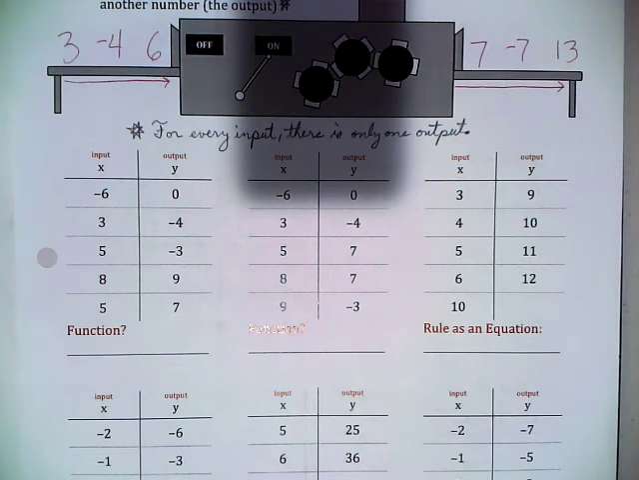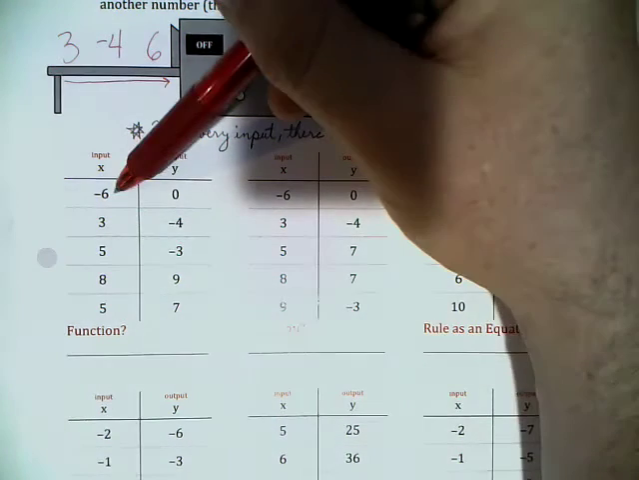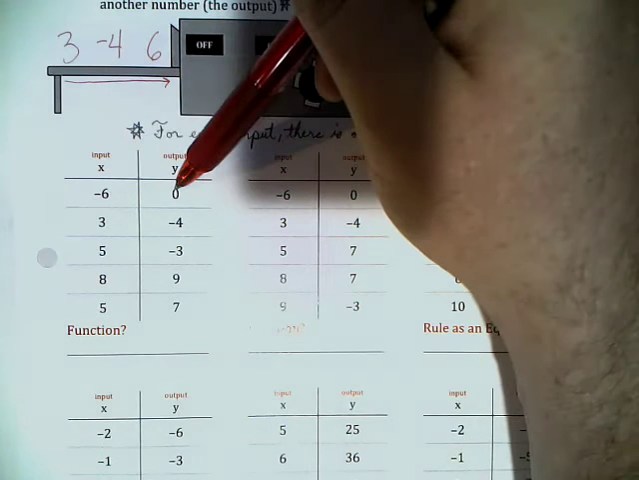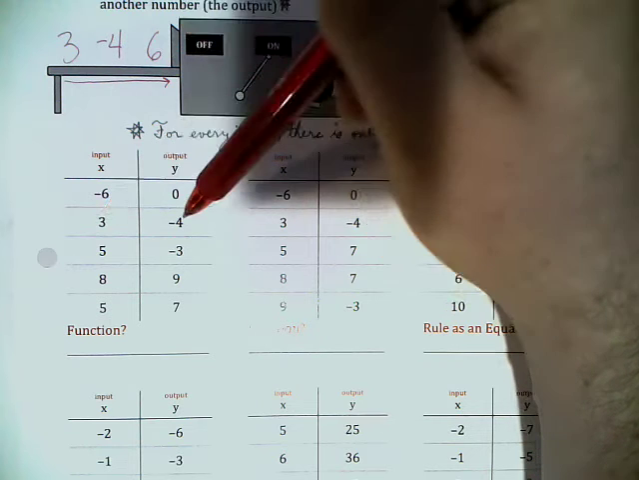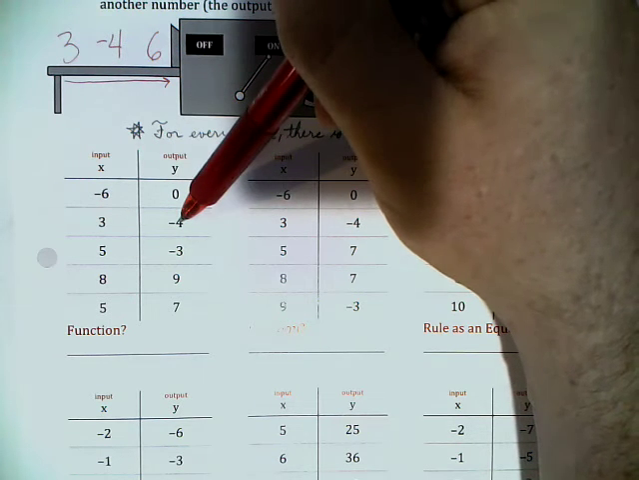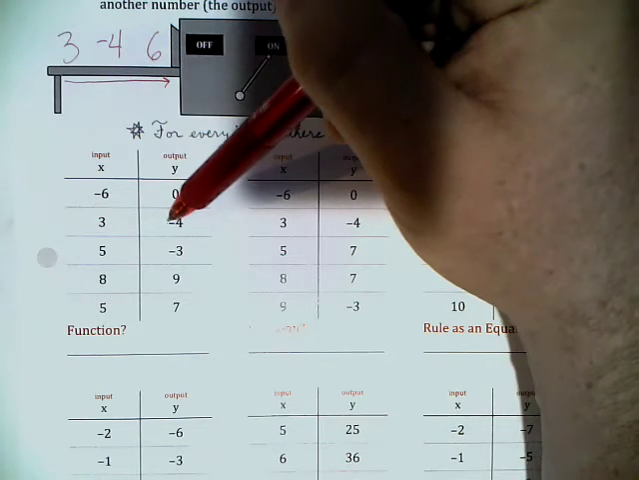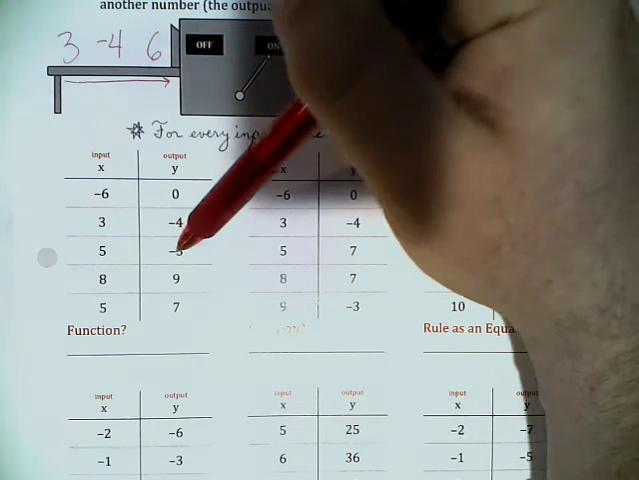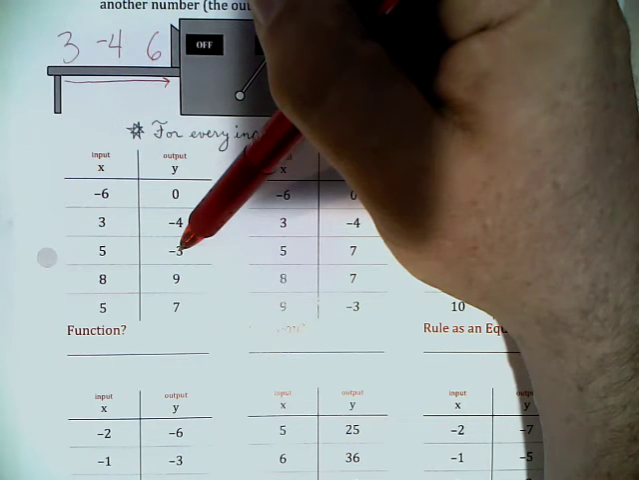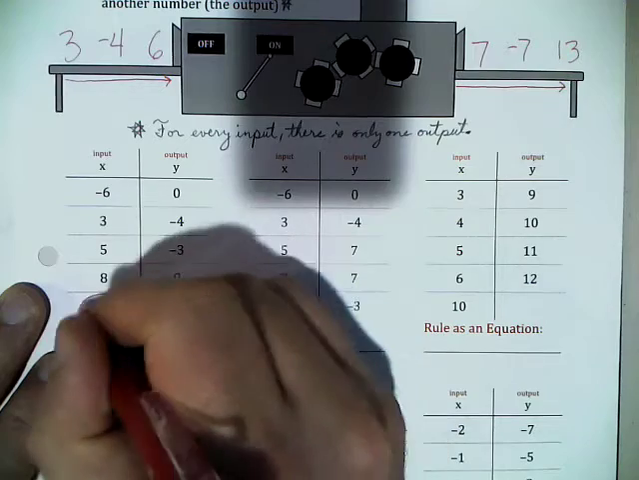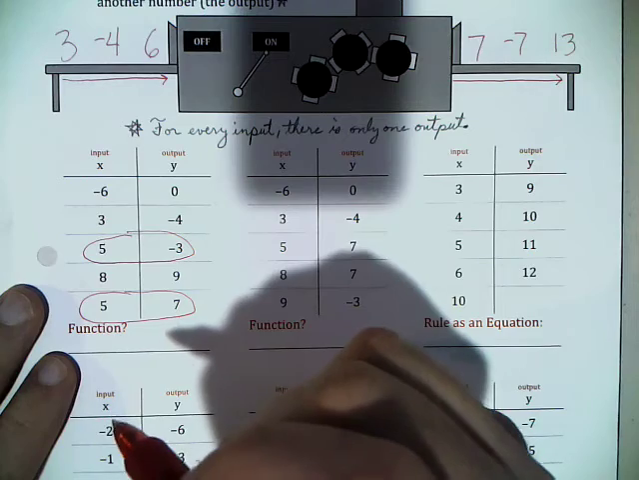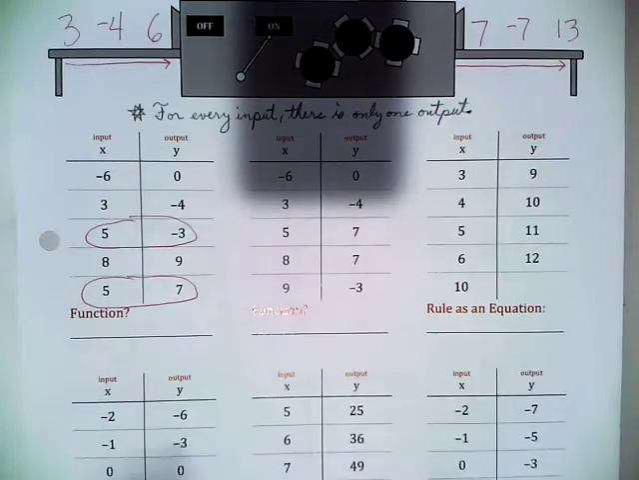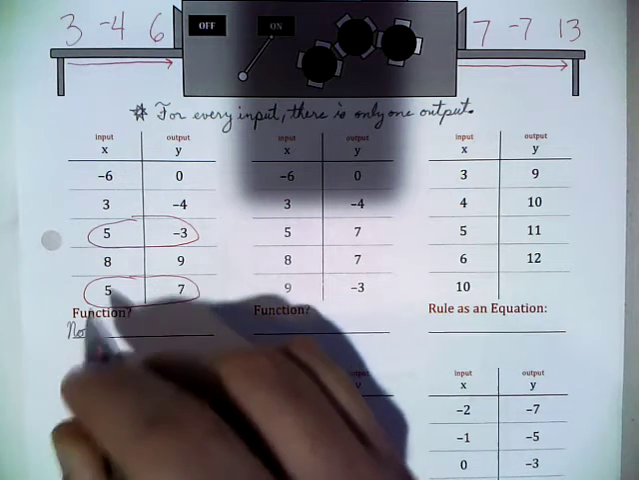So the big thing to watch for is, for every input, is there only one output? Every time we see -6 being put in, do we see 0 coming out? Yes, that's good. Every time we see 3 being put in, do we see -4 coming out? Yes, we do. There's only one place we see it, so yes. Every time we see 5 being put in, do we see -3 coming out? Oh, no, we don't. Because down here I'm putting in 5, but I'm getting out 7. But up here I put in 5 and I get out -3. So this is not a function. So the answer, is this a function? No.